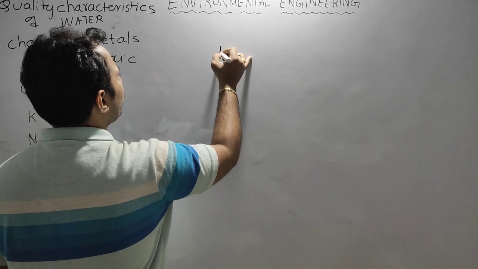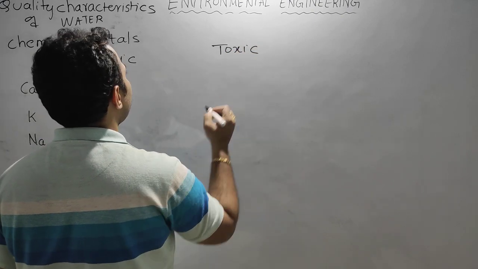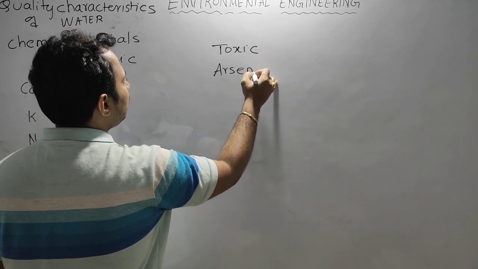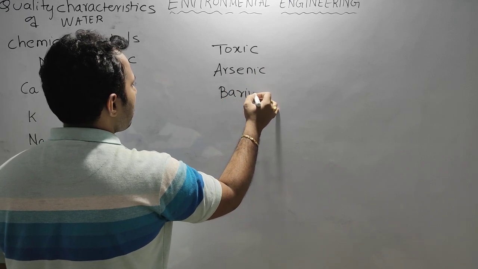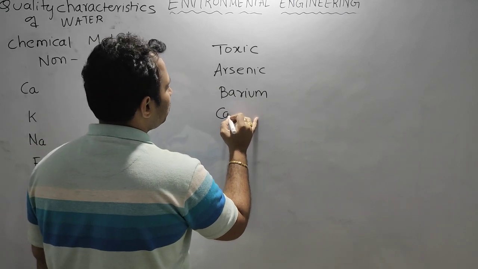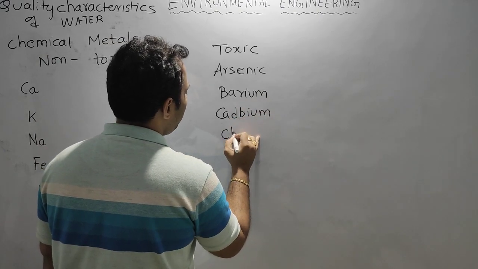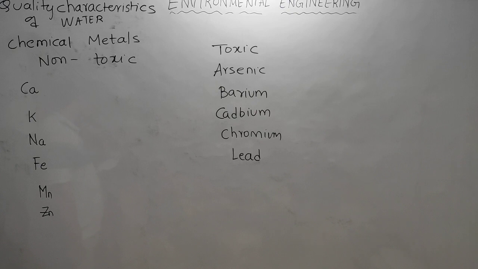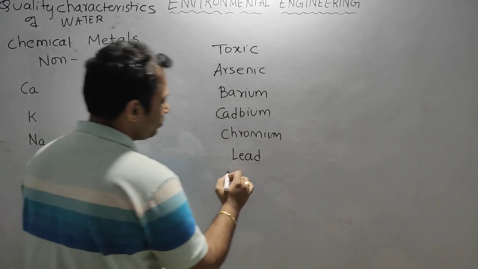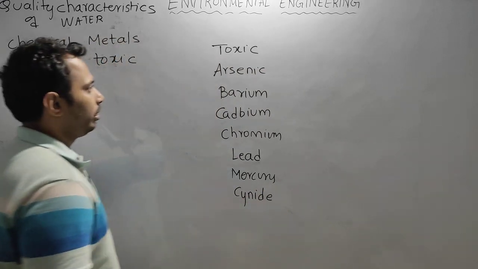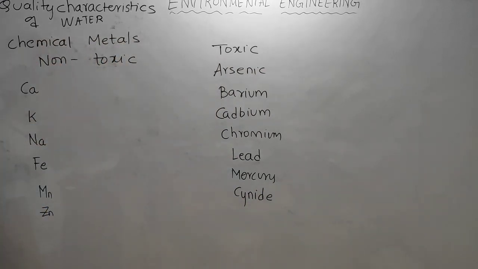Toxic metals such as arsenic, barium, cadmium, chromium, lead, mercury, cyanide, etc. So these are the toxic ones. There are many. These are the important toxic metals which are not at all needed.